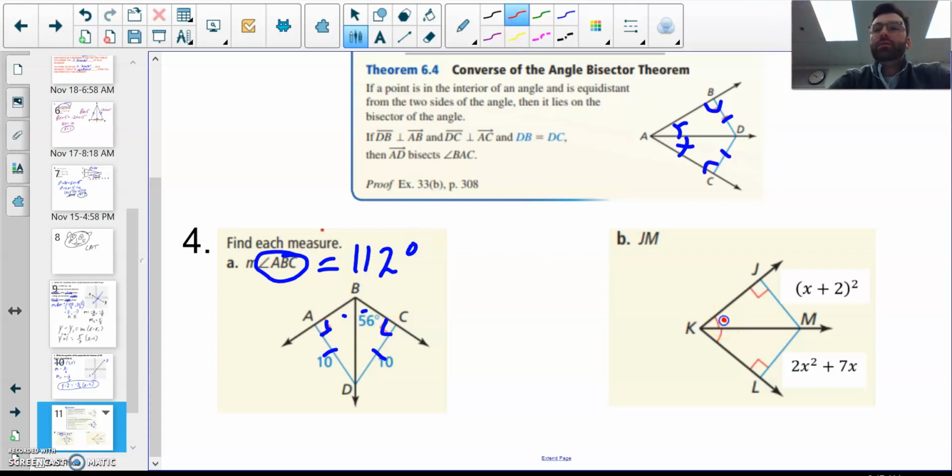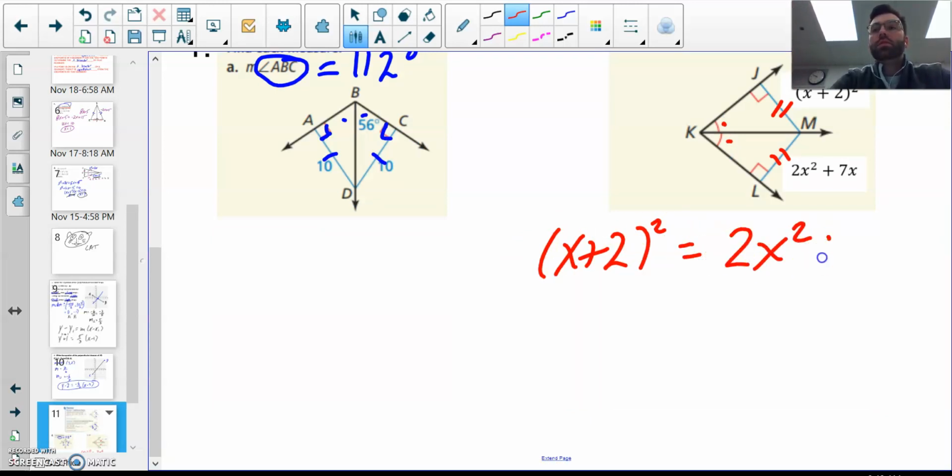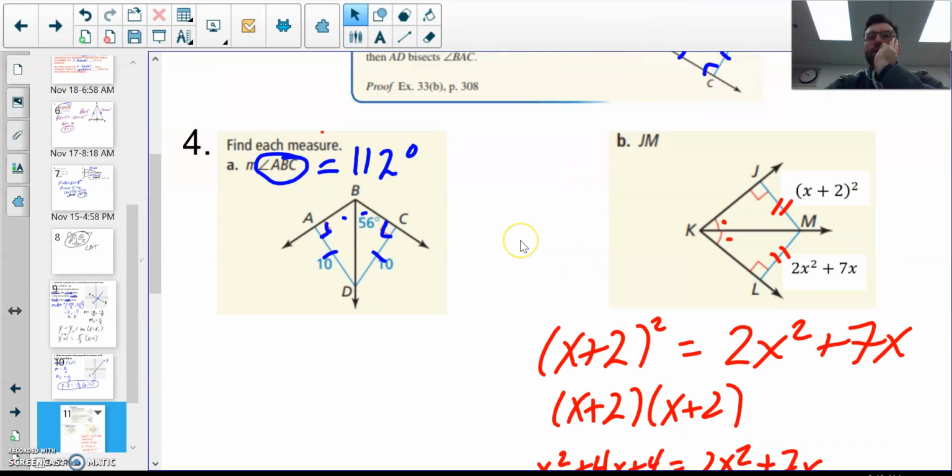Similarly, if these two angles are congruent and we have two right angles, that tells me that these two segments are congruent, and that means I'm going to have to set these two expressions equal to each other. Now, remember, I want you to try and do this yourself. Remember what we talked about on Tuesday, that this is not just x squared plus 4. You have to FOIL x plus 2 times x plus 2. Go ahead and try this. Go.